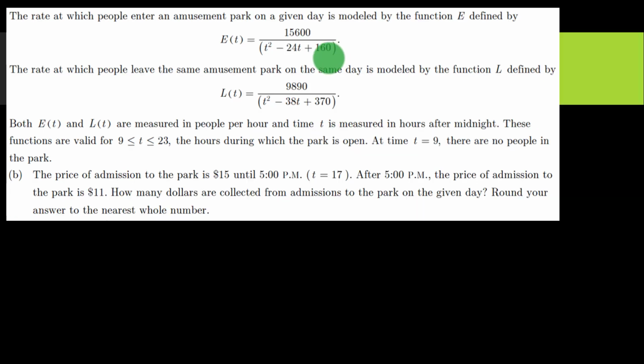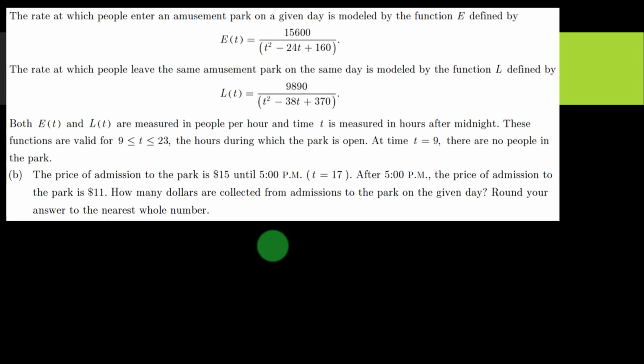Okay, part B. The price of admission to the park is $15 until 5 p.m. After 5 p.m., the price of admission to the park is $11. How many dollars are collected from admissions to the park on the given day? And round your answer to the nearest whole number. Okay, so let's simplify this a little bit. Let's say it's $15 and 3 people enter. Then how much money did you make? You made $45 because 3 times 15 is 45.